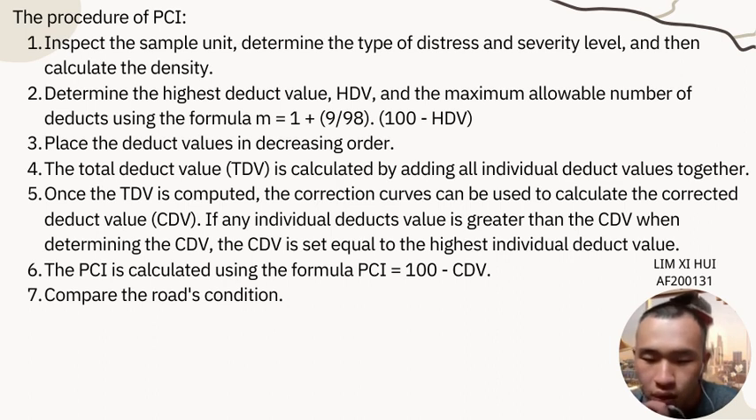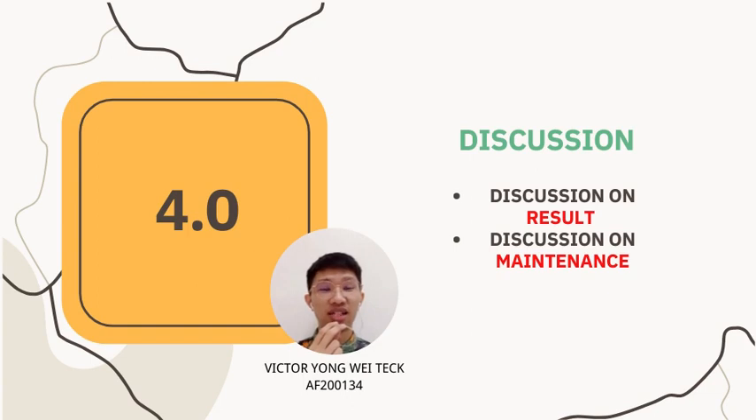The PCI is calculated using the formula PCI equals 100 minus CDV. Compare the road conditions.